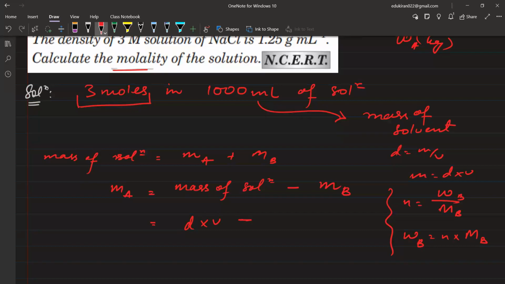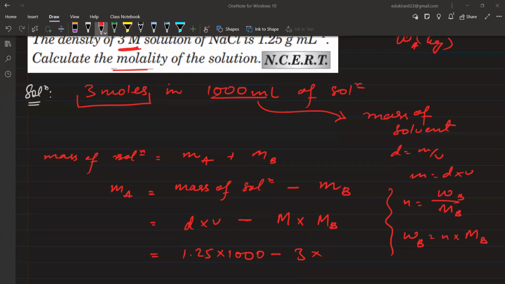Now I can write this as number of moles. Number of moles कहाँ से मिल जाएगा आपको? जो भी आपके पास molarity, 3 moles, वही आप क्या लिख सकते हैं? Molarity into MB. Now density is given as 1.25, into volume 1000, minus number of moles, 3, into molar mass of NaCl will be equal to how much? Tell me.